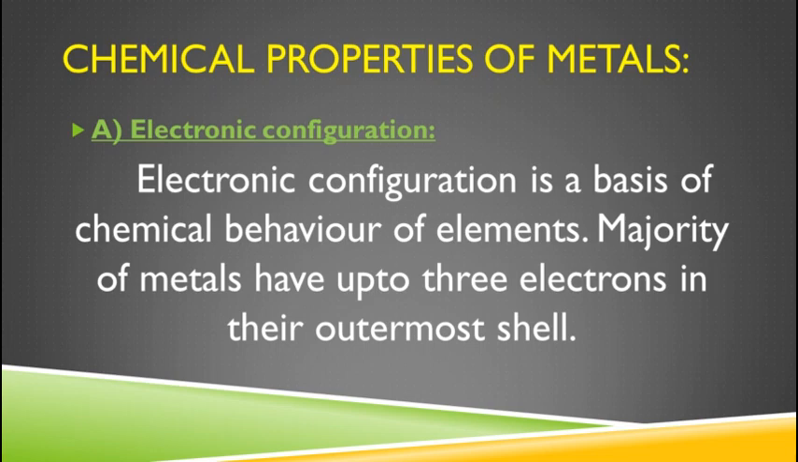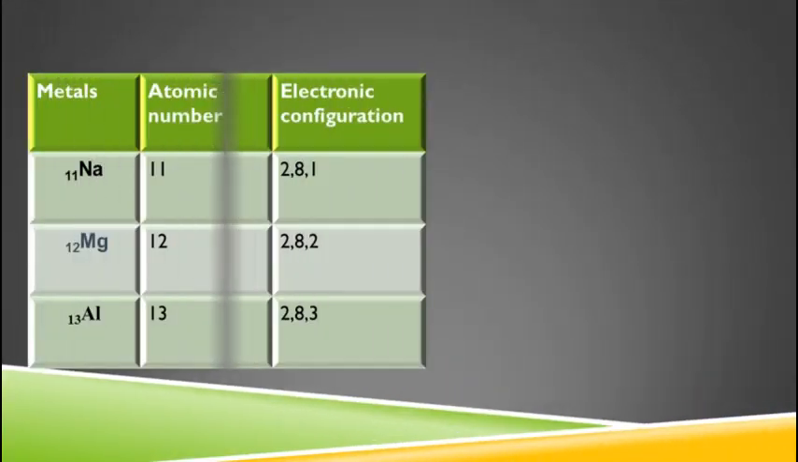The outermost shell of these metals is the valence shell, and they do not contain more than 3 electrons in the valence shell. So the valence shell or outermost shell of the metal contains only up to 3 electrons, that is 1, 2 or 3. So here is a table of some examples.